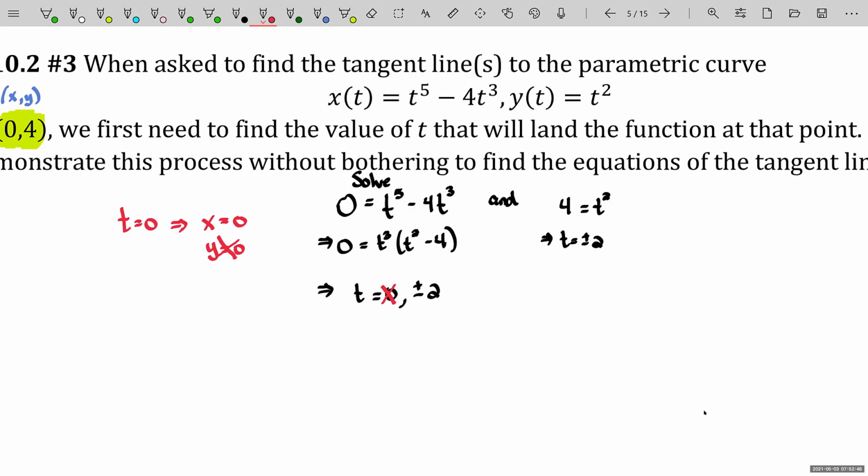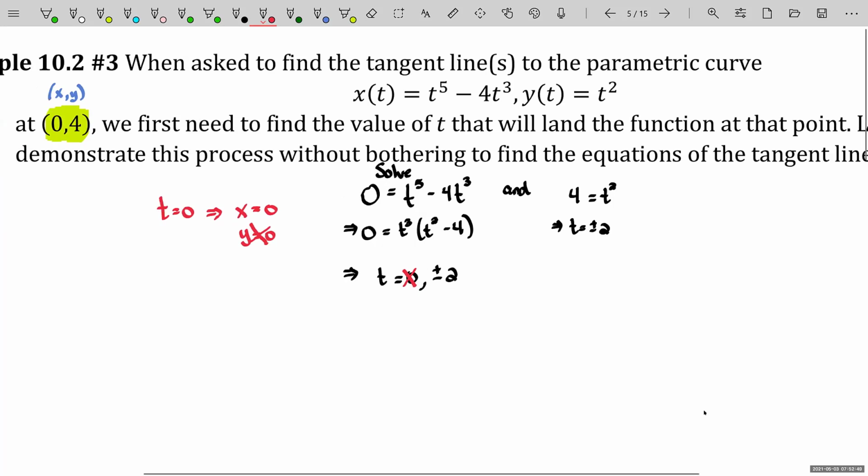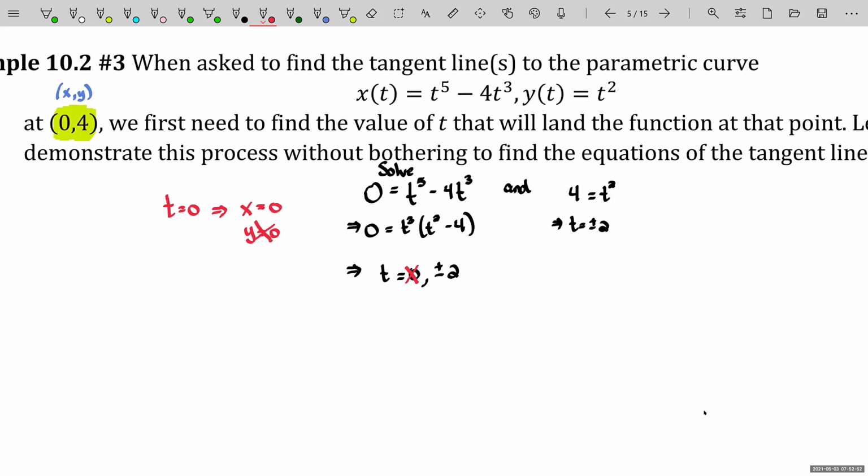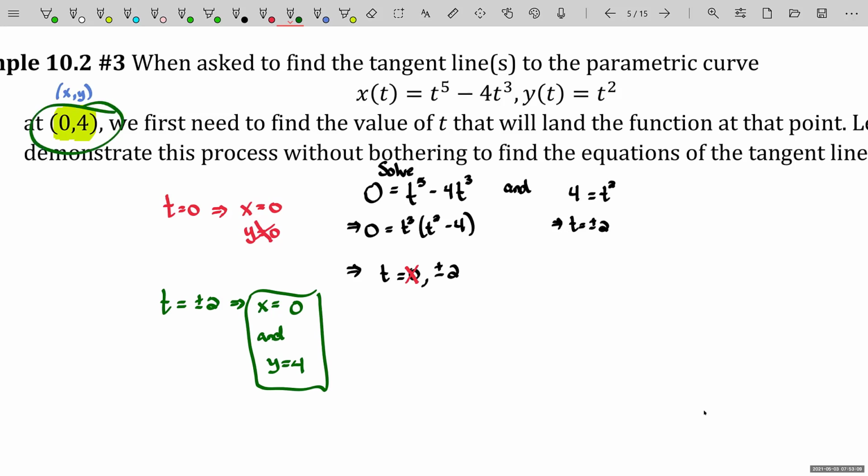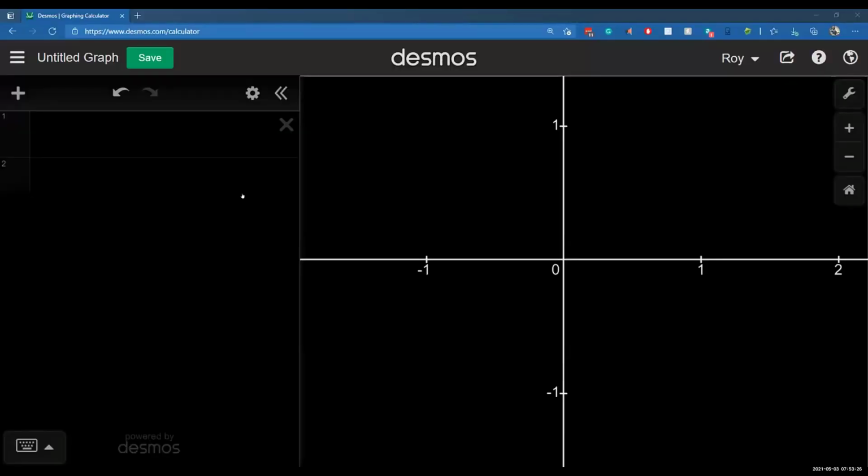But at time plus or minus 2, we definitely get that x is equal to, I'll actually write this one in green. At time equals plus or minus 2, we get that x is equal to 0 and y is equal to 4, which is exactly what we wanted to get. So we will have 2 tangent lines. Now you may say, wait a second, how can you have 2 tangent lines? You may already know why you can get 2 tangent lines for a parametric curve. Parametric curves are very unique. They are functions of time, not of x and y, but of time.